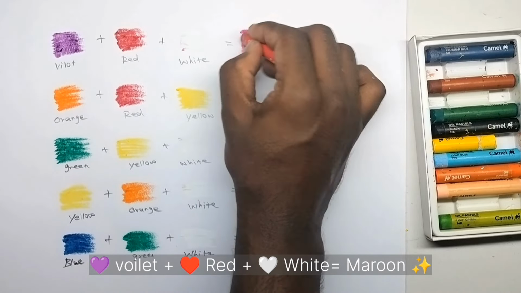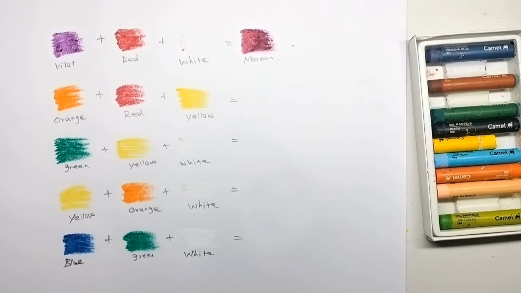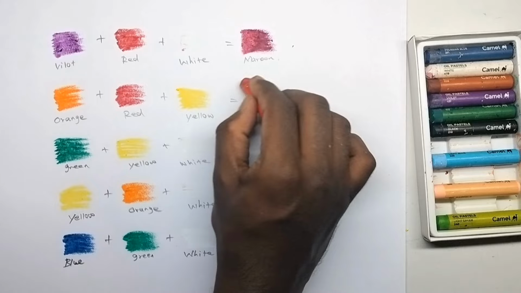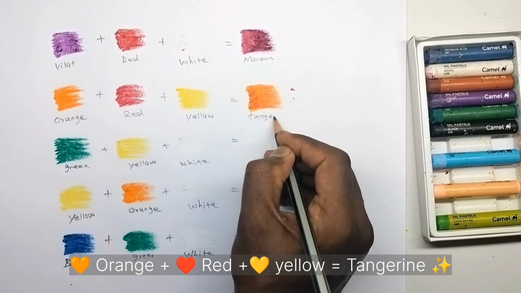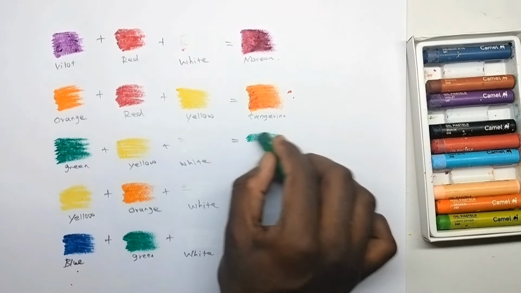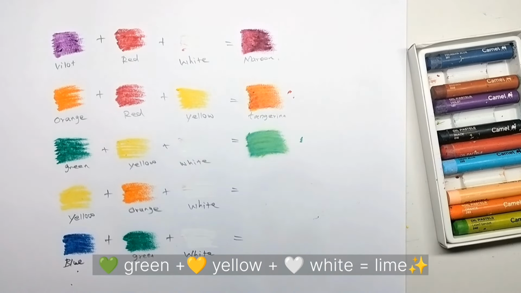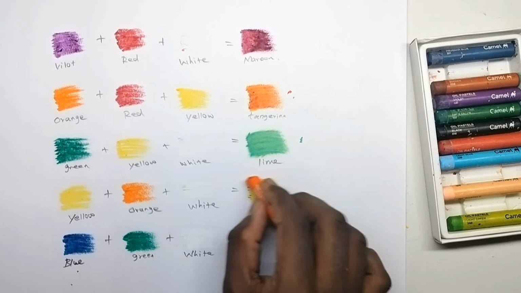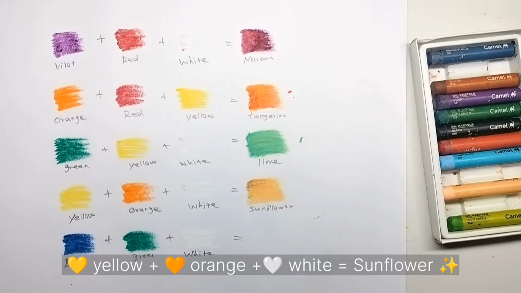Maroon color is obtained by adding violet, red and white. Tangerine color is obtained by adding orange, red and yellow. Lime color is obtained by adding green, yellow and white. Sunflower color is obtained by adding yellow, orange and white.